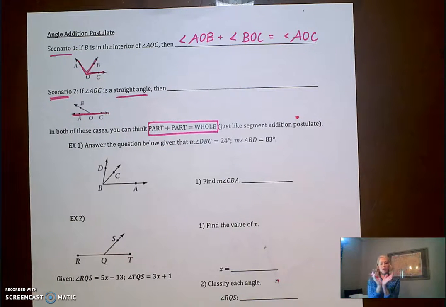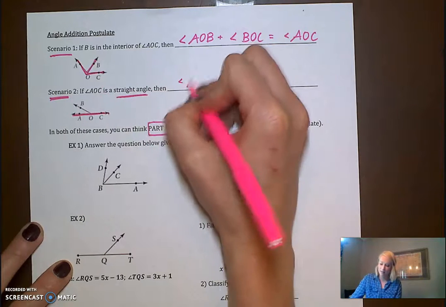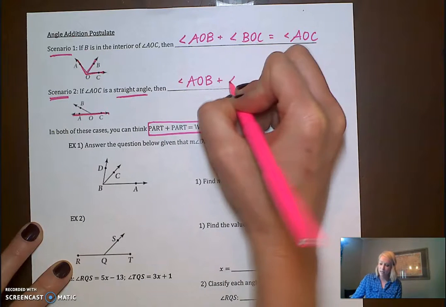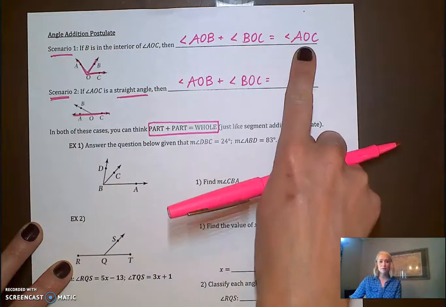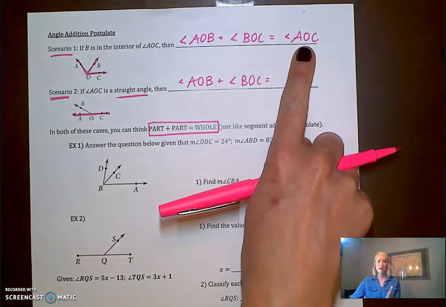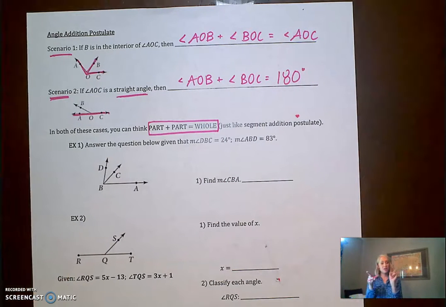Scenario 2 is the same idea, except this one involves a straight angle, or a line. So if your overall angle is just a line, then you know that the two parts added together, AOB and BOC, instead of saying they equal AOC, I know for a fact AOC is 180 because it's a line. So I can just say the two parts added together equal 180. Okay, so those are the two scenarios you're going to see. Let's jump into a couple examples.